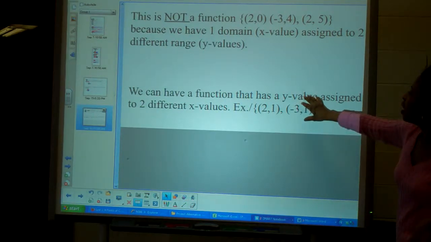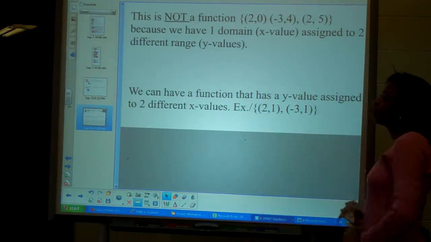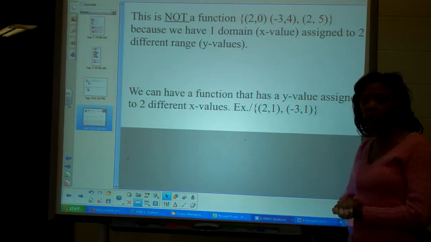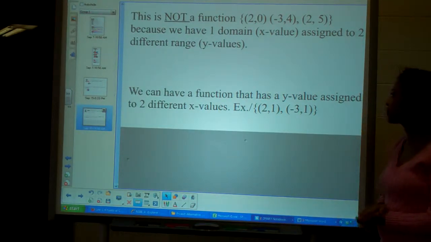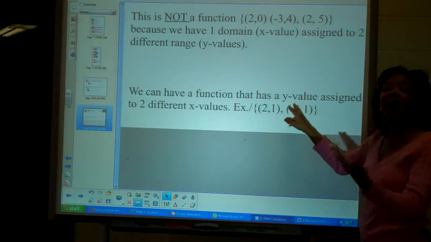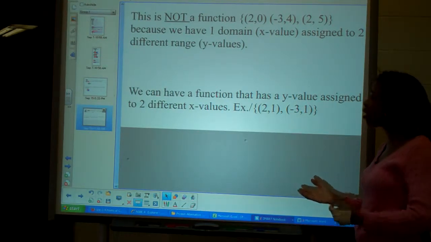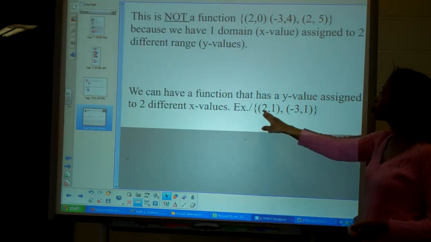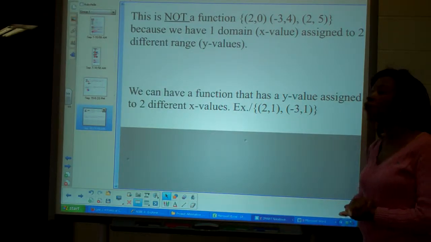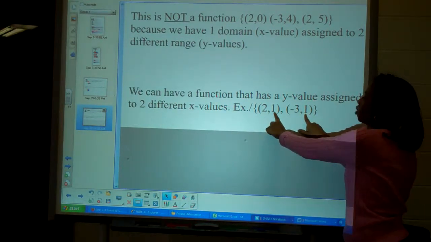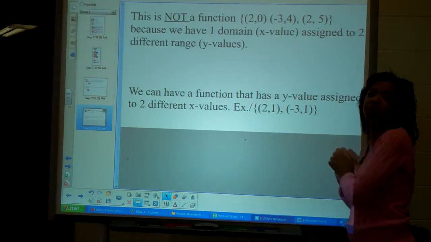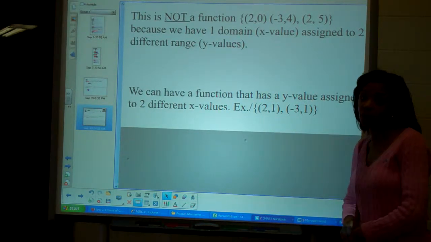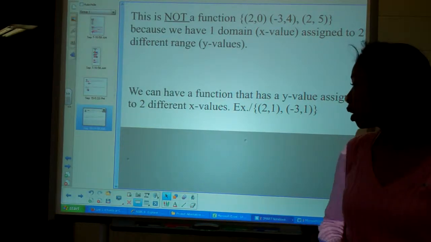Okay? Here's another example of a relation. I have 2 ordered pairs. It's 2, 1 and -3, 1. The question is, does this relation make a function? And the answer is yes. Okay? The y values, or the outputs, or the range, whichever way you want to call it, can have 2 different x values. So 2, 1 and -3, 1 does form a function. So the y values, or the range, or the output can be associated with more than one x value or more than one domain value. That is still called a function, but it doesn't go the other way around. And those are your notes.